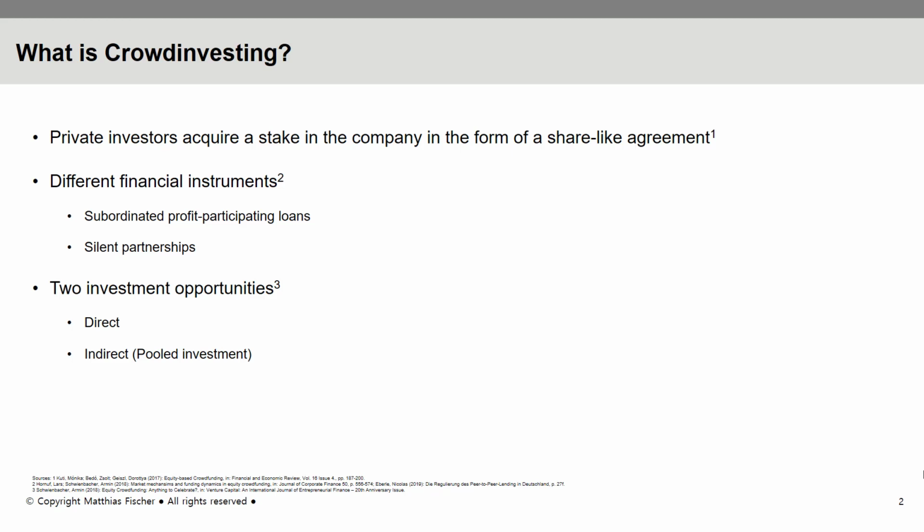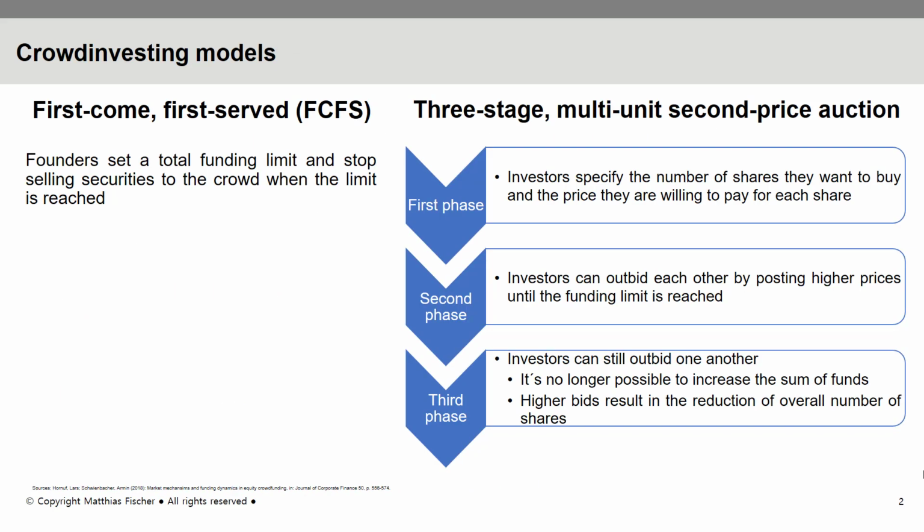In the European Union and the United States, crowd investing is often impacted by regulation in the platform's country. Two models are common in crowd investing: the first come, first served method and the auction mechanism. In the first come, first served approach, founders set a total funding limit and stop selling securities to the crowd when the limit is reached. In the auction mechanism, investors can make commitments by specifying the number of lots they want to buy and the price they are willing to pay for each lot. For this purpose, the portal and the startup set a lower limit for the price of a single lot.